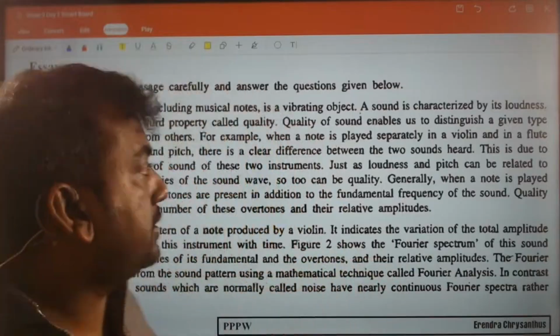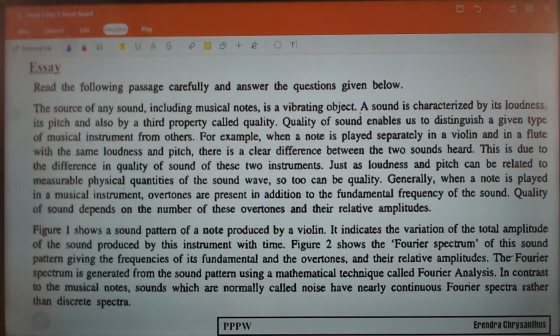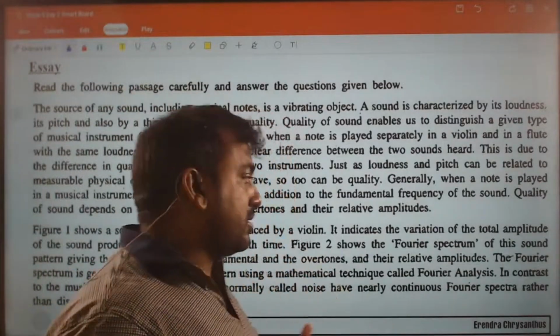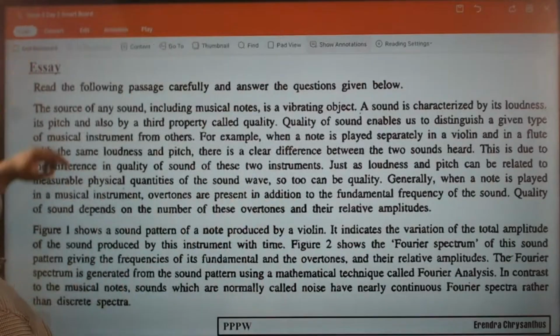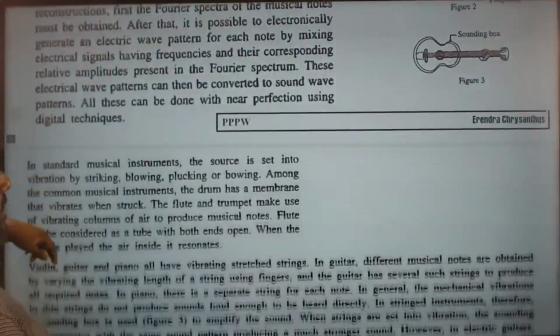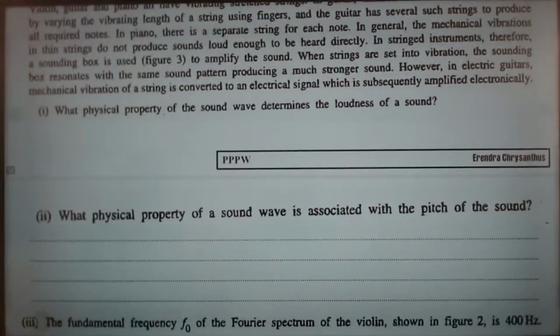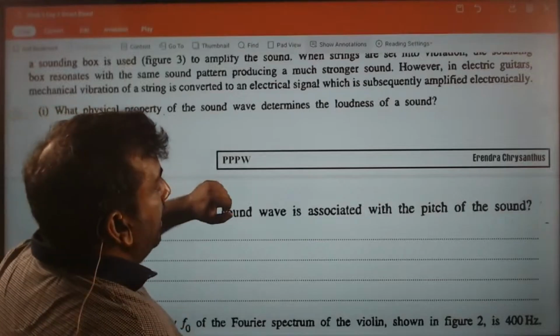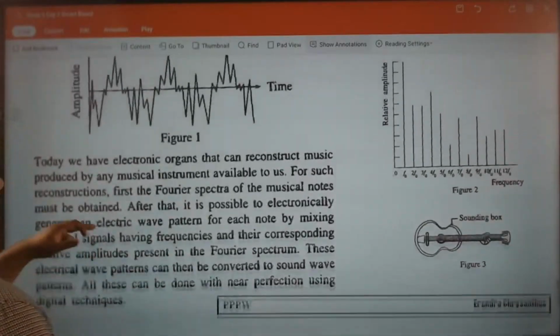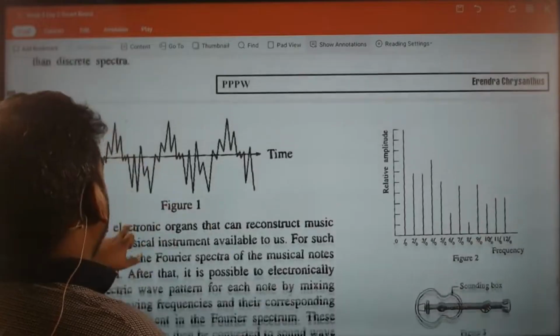Okay, right. Read the following paragraph. Now, when you have a paragraph question number 1, best is you start from the question. Don't waste time reading. What physical property of the sound wave determines the loudness of sound? Now loudness depends on amplitude, but let's see what they have told.